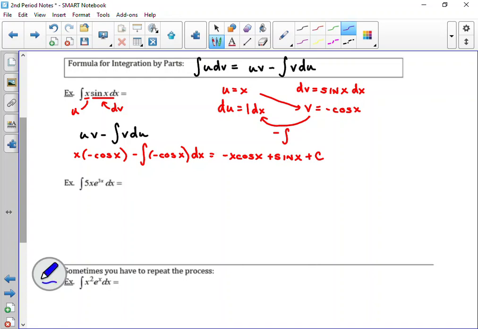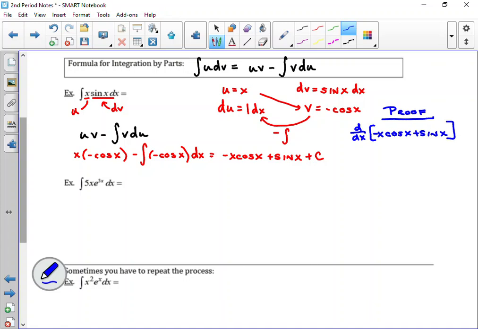If you want to prove it, let's take the derivative of negative x cosine x plus sine x.